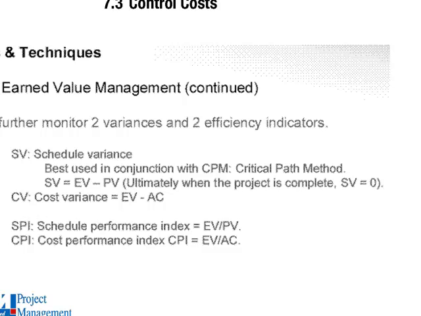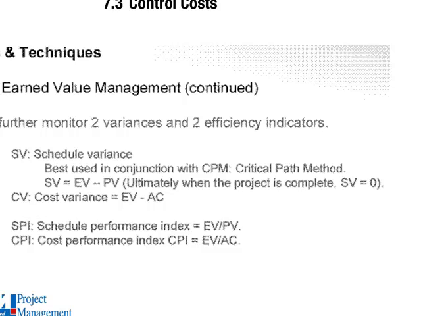So schedule performance index is, instead of doing the minus, you are actually doing a division. Earned value divided by the planned value, which is your SPI. Earned value divided by actual cost is what will give you the cost performance index.